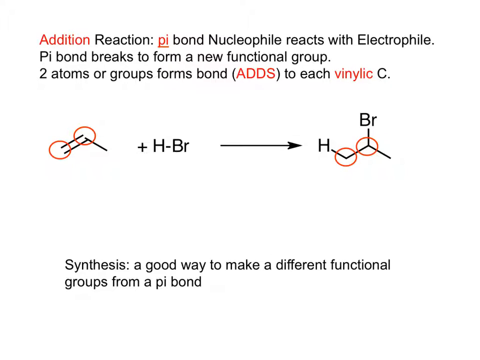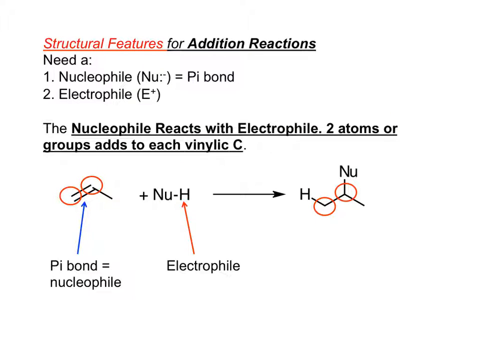In an addition reaction, a pi bond nucleophile reacts with an electrophile. The pi bond breaks to form a new functional group. Note that the atoms or groups in the electrophile add to each vinylic carbon. So the structural features that are needed for an addition reaction to occur are a nucleophile, which is the pi bond, and an electrophile.